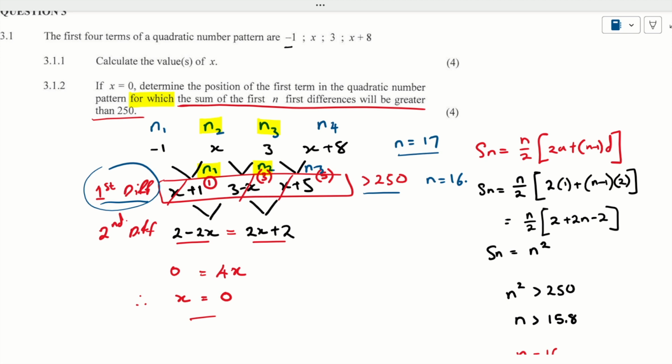This question required some intuitive thinking. You would need to understand the English and break up the question.